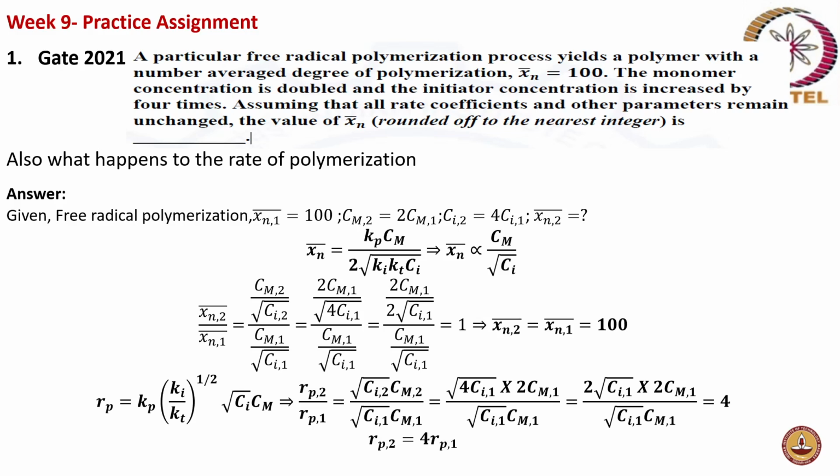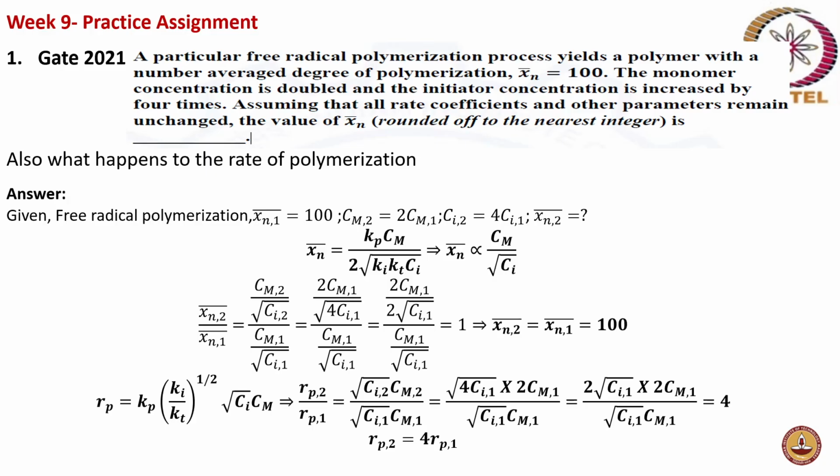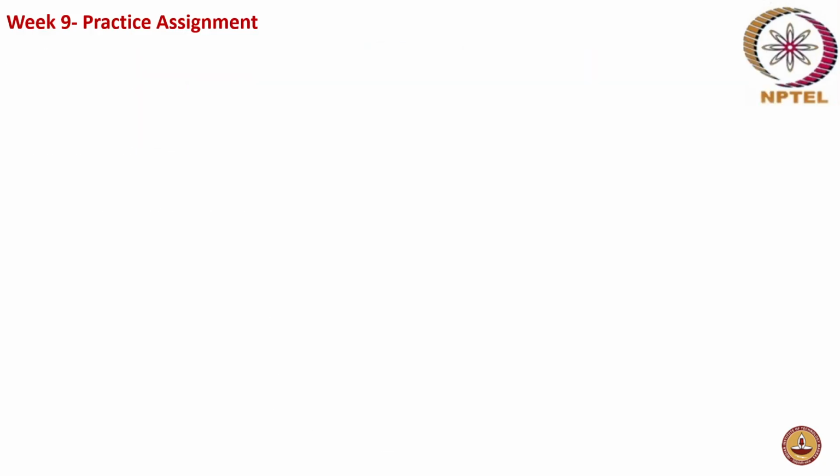Okay. So when the concentration of monomer is doubled and initiator is increased by 4 times, your number average degree of polymerization does not change. But your rate of polymerization increases by 4 times. Okay. In case of free radical polymerization. Okay. Now let's go on to the next question.